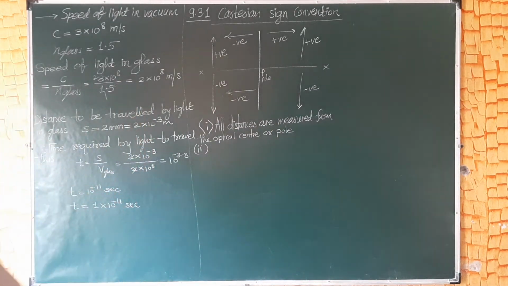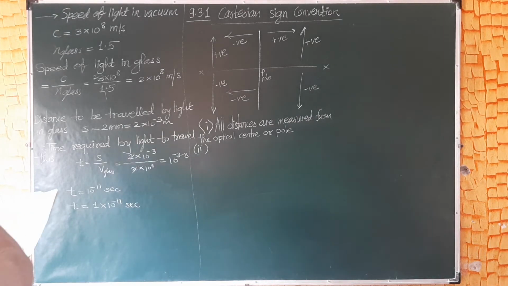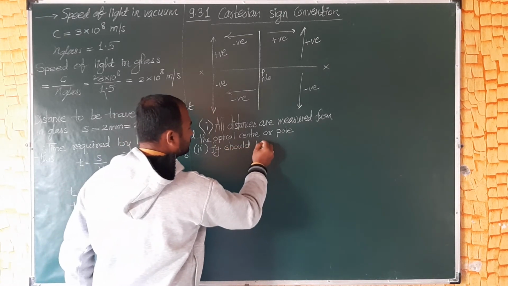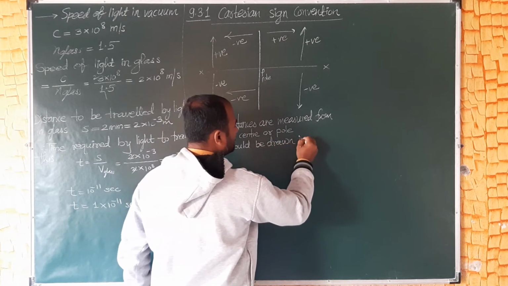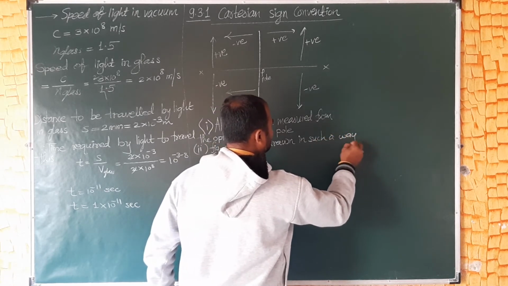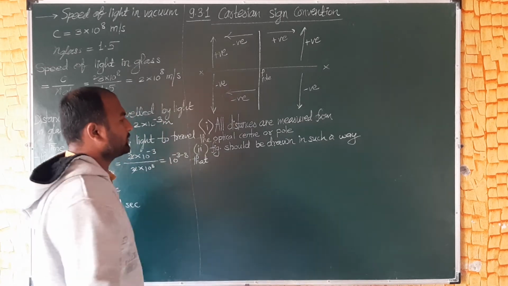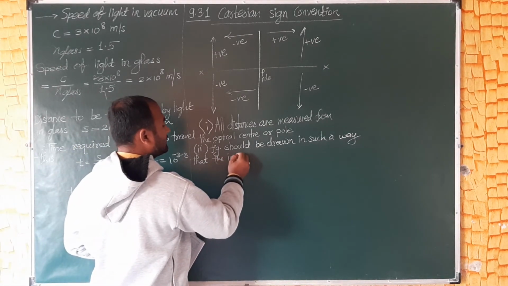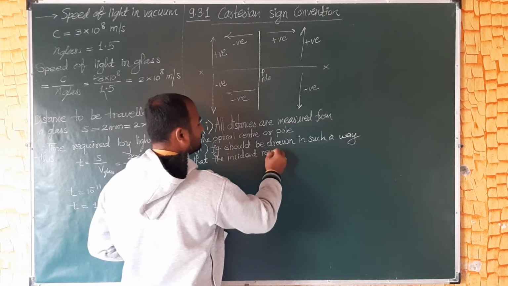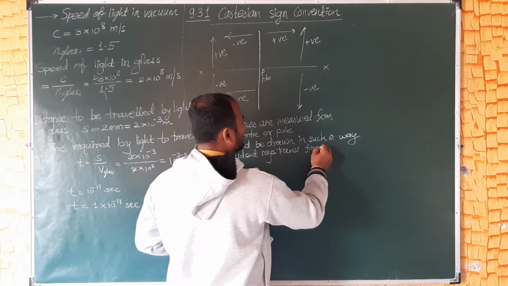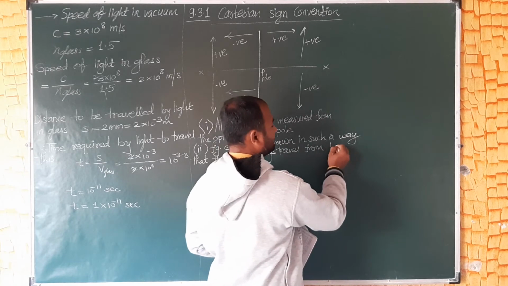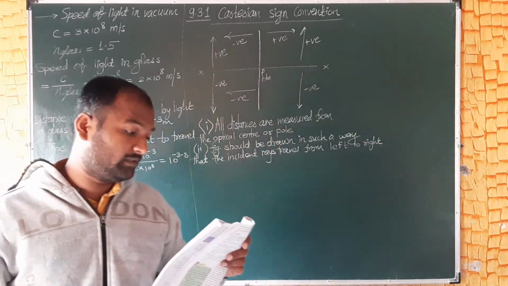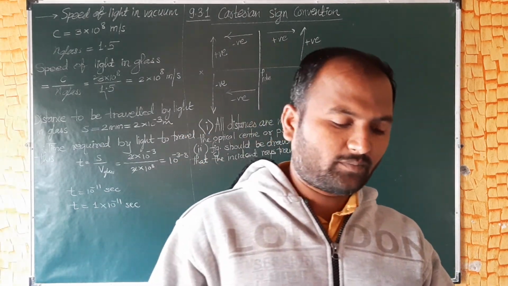Figure should be drawn in such a way that the incident rays travel from left to right. The incident rays कसे travel? Left to right कडे. A diverging beam of light corresponding to rays of light coming from real point objects.